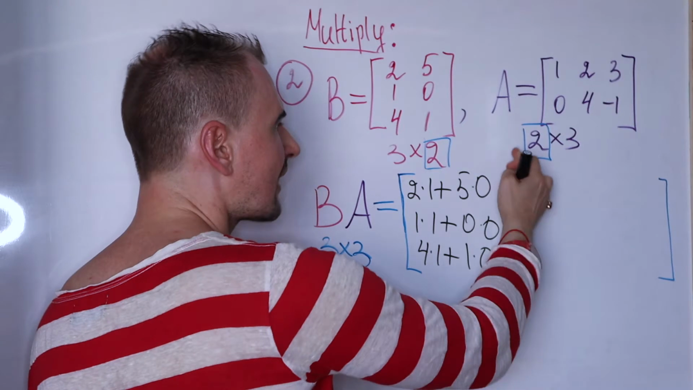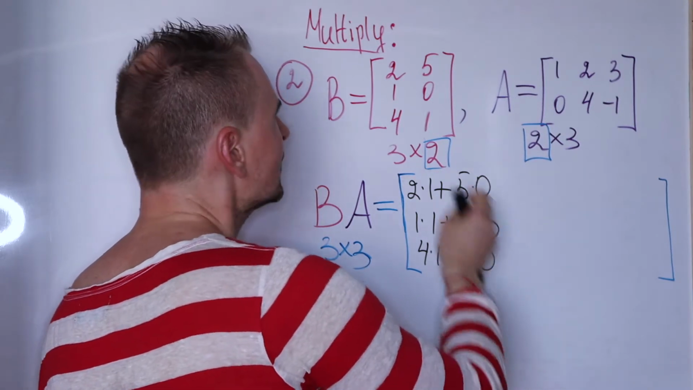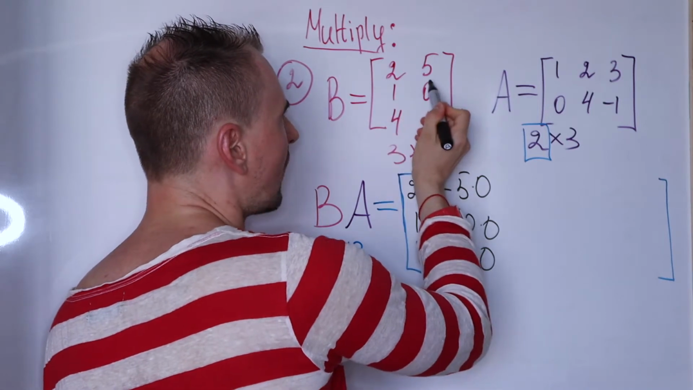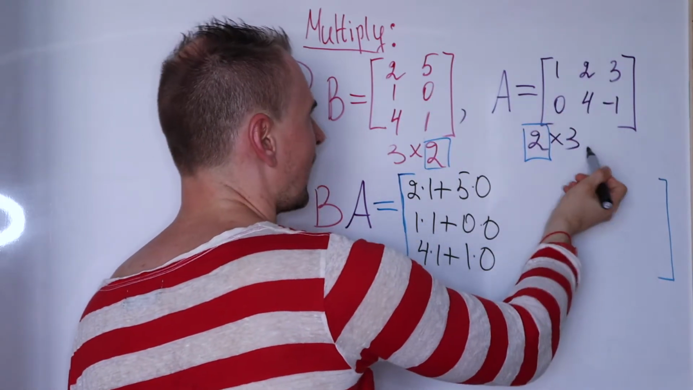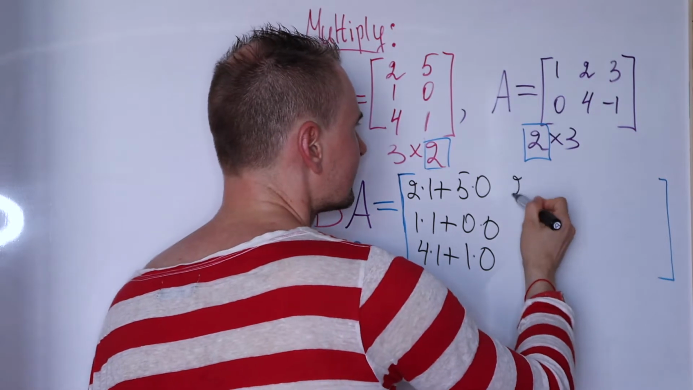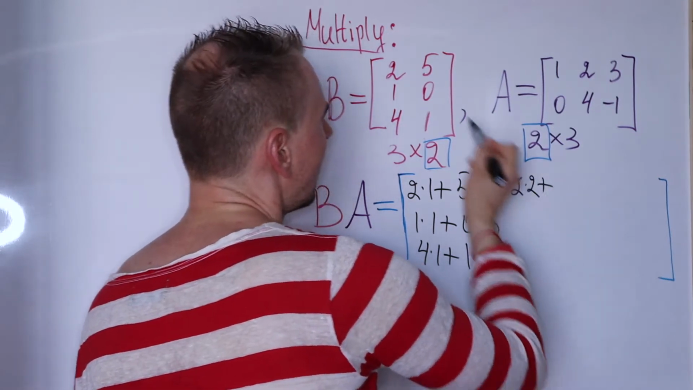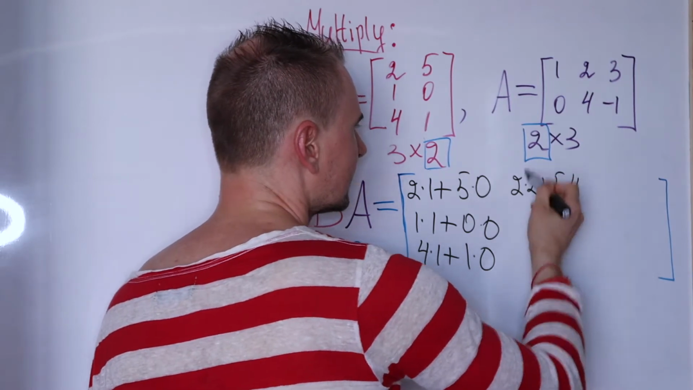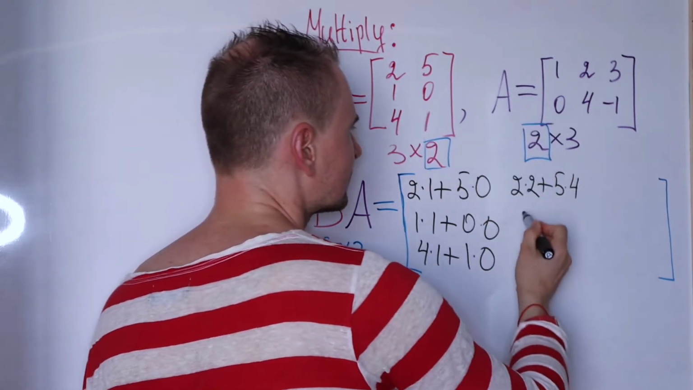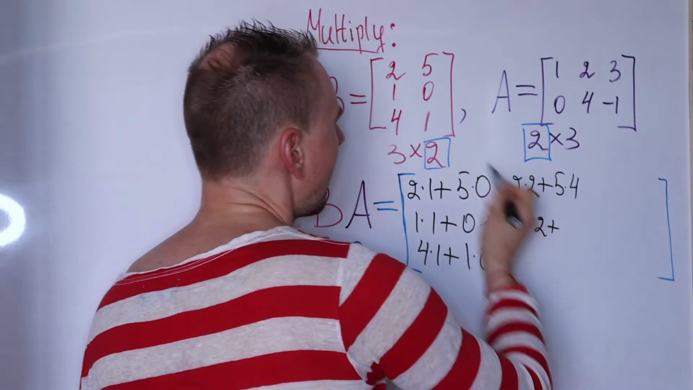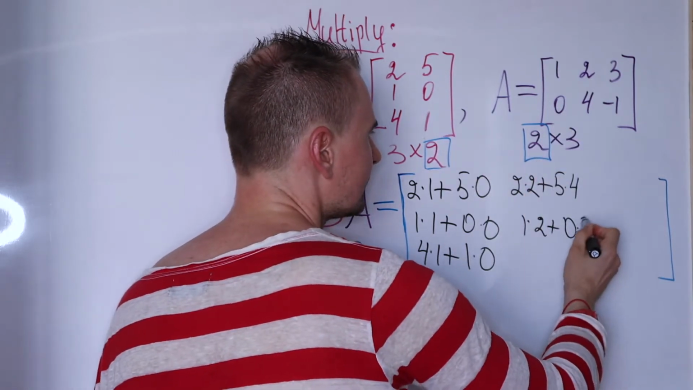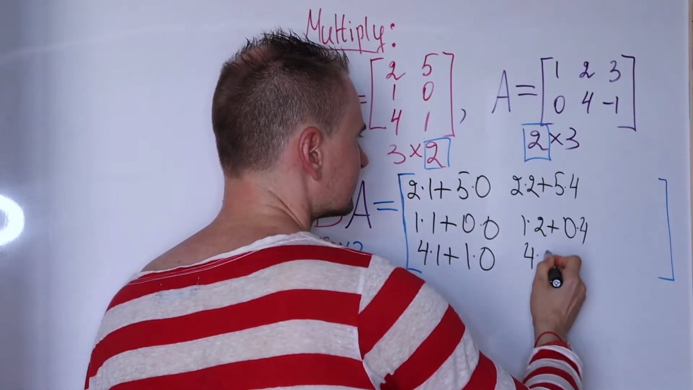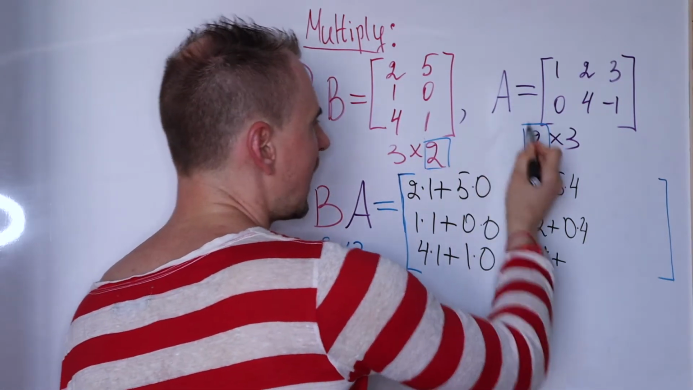Let's fill in the second column. So the same pattern to keep in mind. The first row by second column. So 2 times 2 plus 5 times 4. Moving on, 1 times 2 plus 0 times 4. And finally 4 times 2 plus 1 times 4.